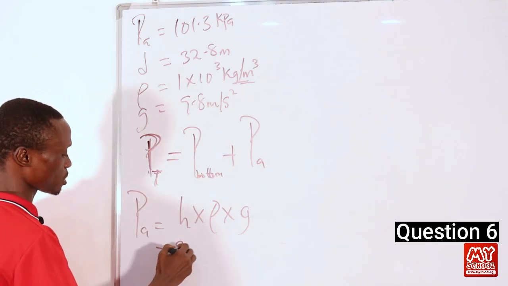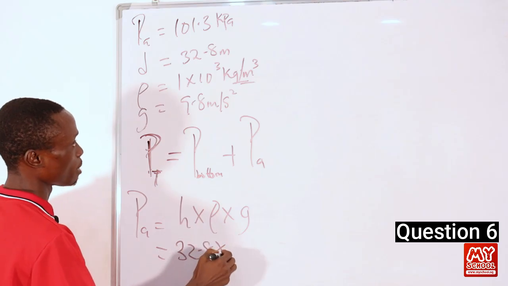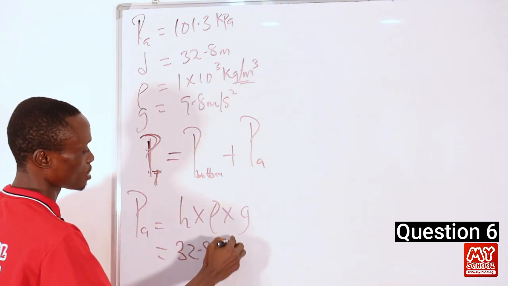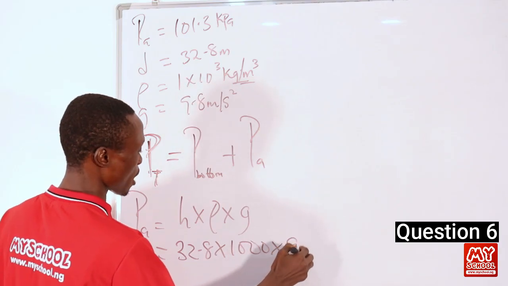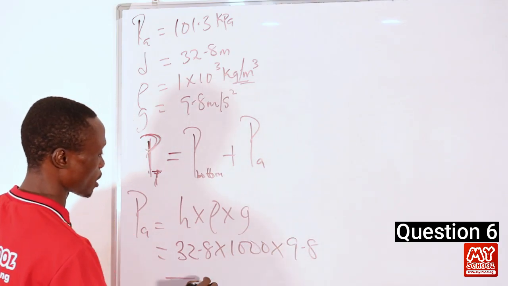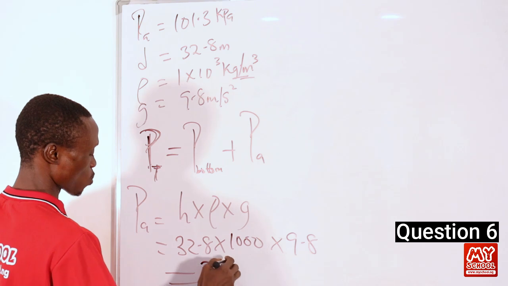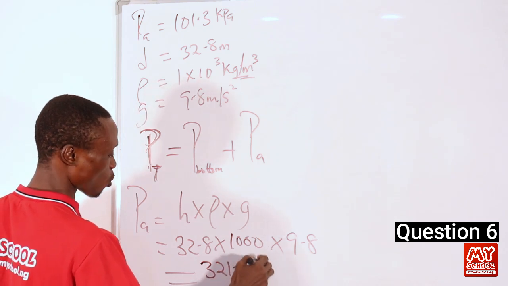So here we're having 32.8 times the density, which is 1000, times acceleration due to gravity, which is 9.8. So we multiply all this together to get 321.44 kilopascals.